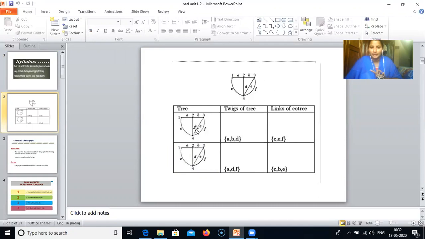So what are the remaining ones? C, E, F are the remaining. That is called the core tree. So tree plus core tree gives the overall graph. Next, I am taking the tree as A, D and F. So what are the branches of the core tree? C, E, B are the branches of the core tree.